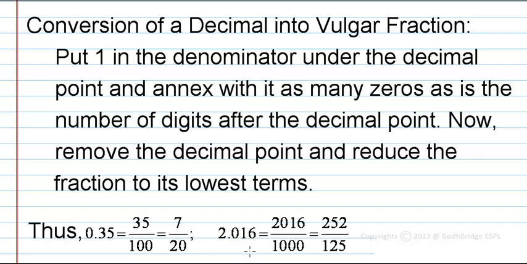2.016. How can you write this? In this, you are going to remove the decimal point as per the first condition. So 2.016 can be written as 2016. After the decimal point, you have 3 digits, 0, 1, 6, so you are going to place 3 zeros. So 2016 divided by 1000 we can write as 252 divided by 125. Now if possible, we can reduce to lowest terms. It is not possible, so we leave it. This is how we convert the decimal into vulgar fraction.